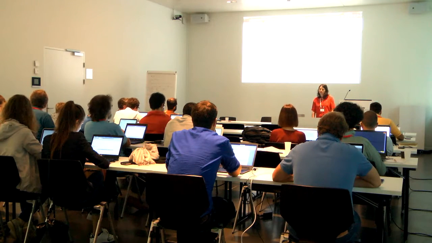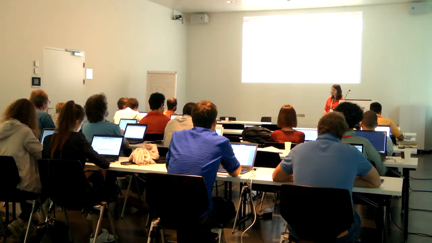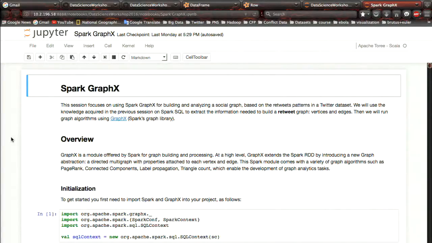So Spark provides a library for building and analyzing graphs. It's called GraphX, and for the moment it's only available for Scala. It's not available for Python, so this notebook will be again in Scala. And besides a lot of methods for creating graphs, Spark integrates a lot of already implemented algorithms like PageRank, connected components, label propagation, triangle counts, and so on. In this notebook, we will see the first two, so PageRank and connected components.